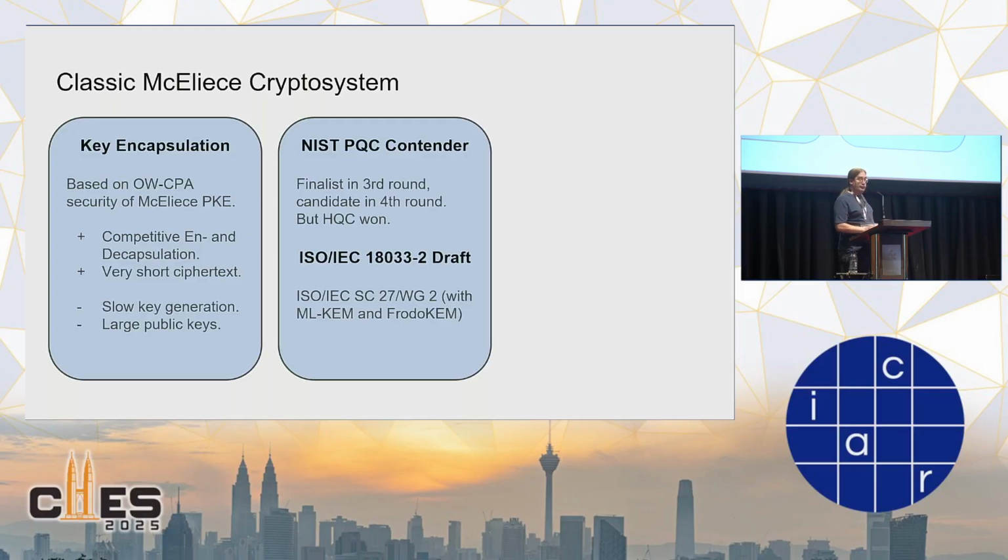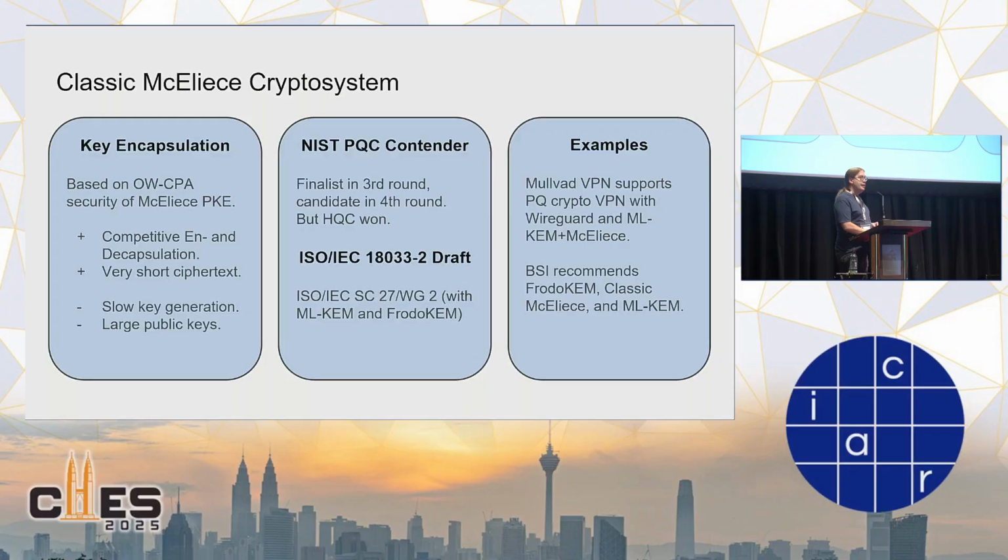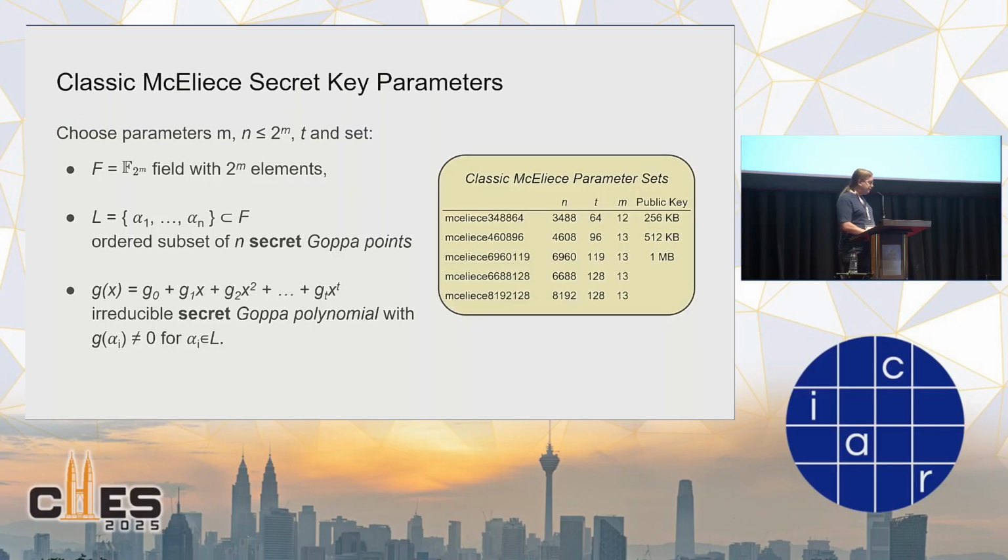And we can actually see use cases. If you have long-lived static keys, then you can use McEliece. For example, Mullvad VPN deploys post-quantum cryptography with WireGuard and ML-KEM plus McEliece, so it's a combination. And also the German BSI recommends classic McEliece in addition to FrodoKEM and ML-KEM. So it's still worth looking at.